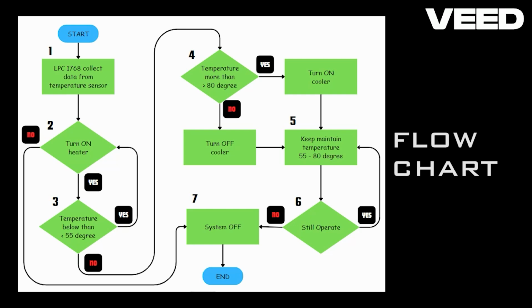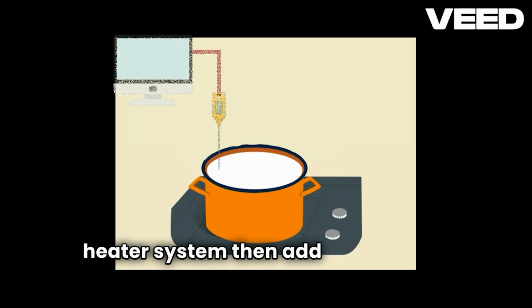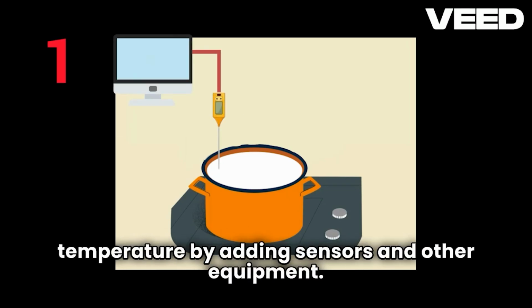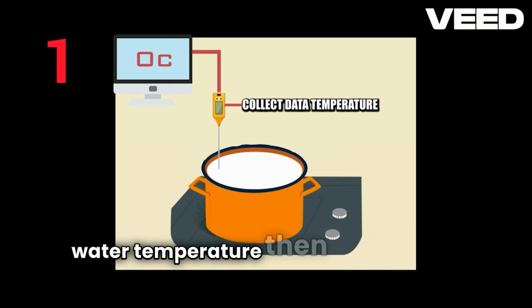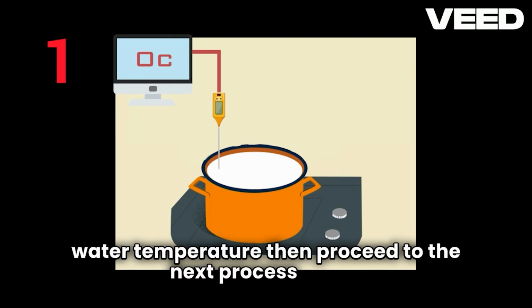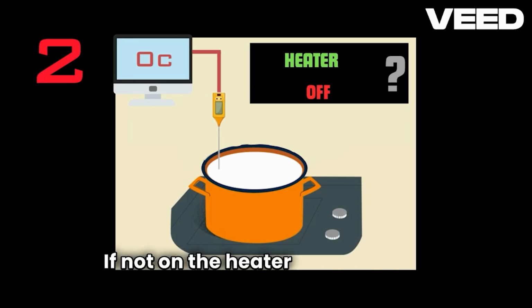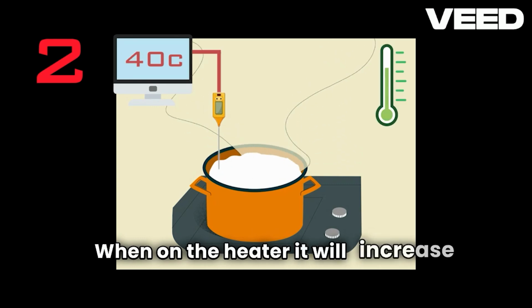This is our flowchart. Let me demonstrate this flowchart through animation. Put the pan filled with water on the heater system. Then add a system for maintaining temperature by adding sensors and other equipment. This temperature sensor is going to collect data about the water temperature. Then proceed to the next process, which decides whether to activate the heater. If the heater is not on, then proceed to shut down or system off. When the heater is on, it will increase the temperature.